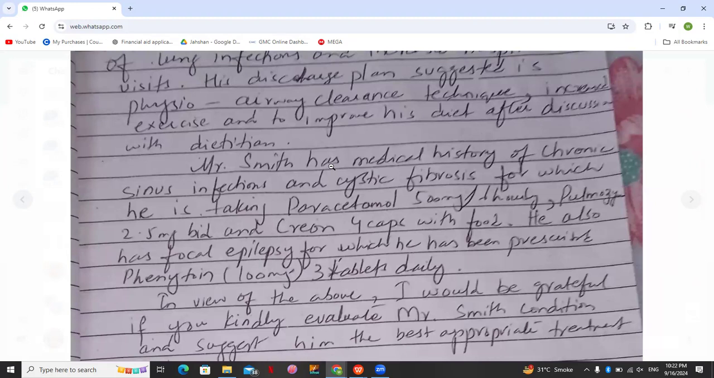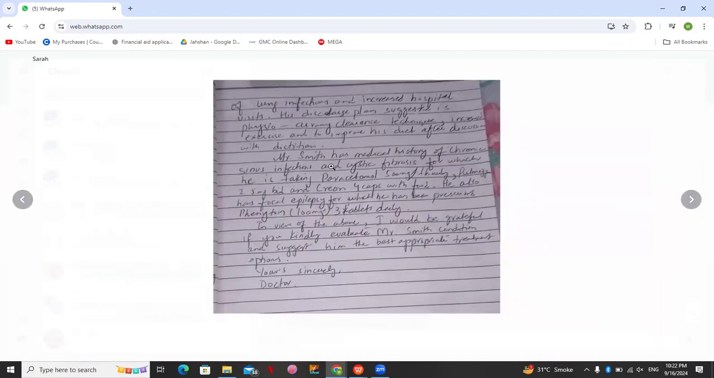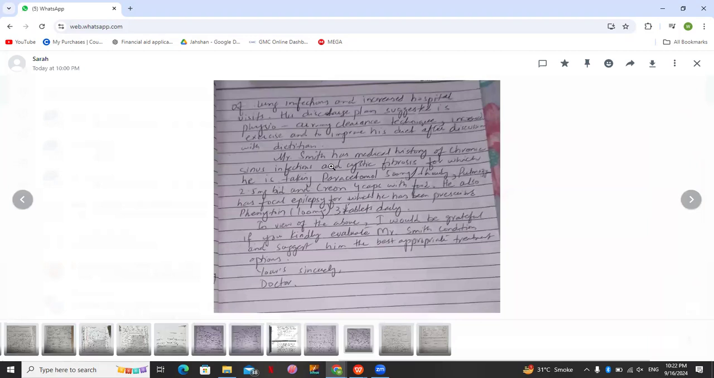There is another letter of the same type, Joshua's letter. I hope you will write that letter better. Similar types of letters are there, so try to implement whatever I've explained on that letter so that you can have a better outcome. Now let's go to the next letter.